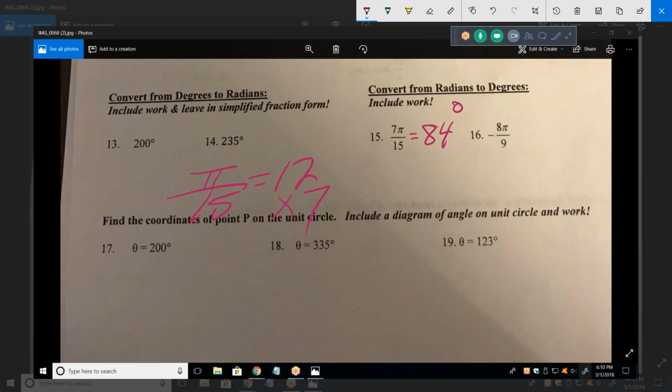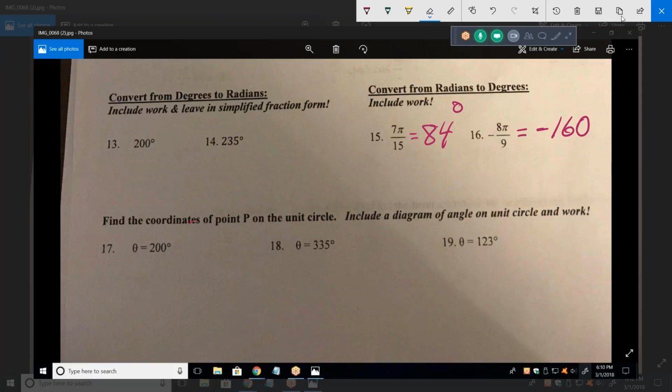Pi over 9 is what? It is 20. So what's 8 pi over 9? 160. And it's still negative, negative 160. Yeah, this is so much easier to use this method, because otherwise I've got to multiply that by 180 over pi and then do all the arithmetic. It's the same thing; in essence, it's just a little bit of a shortcut.